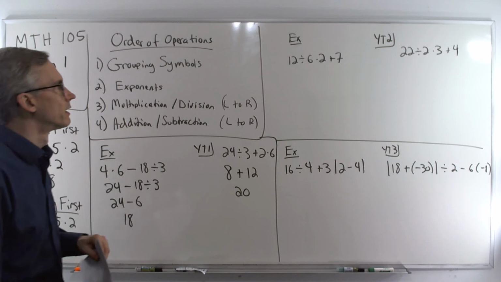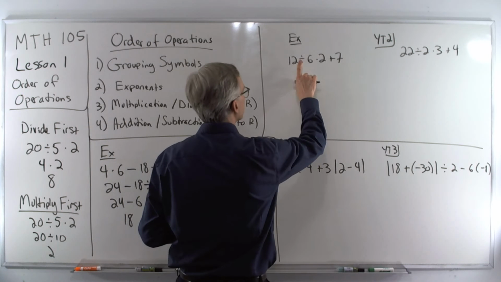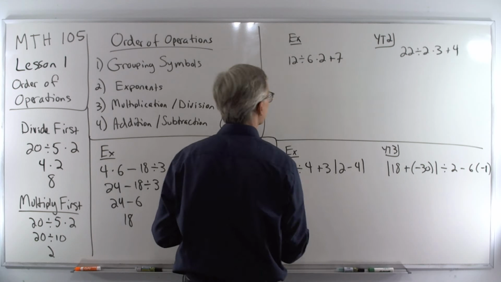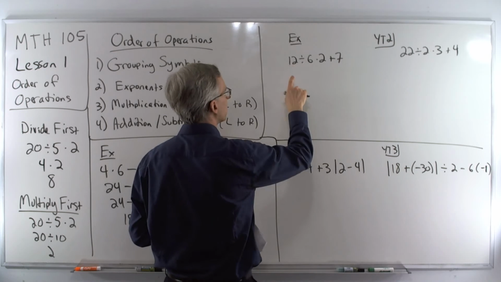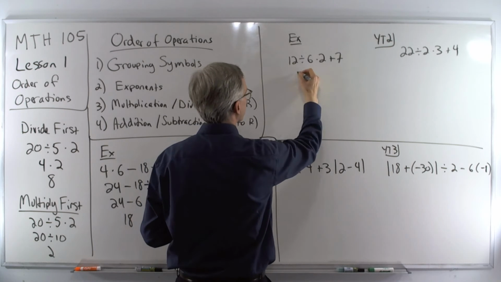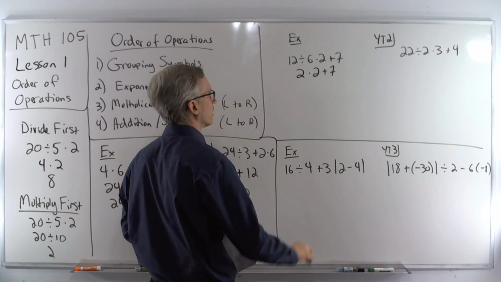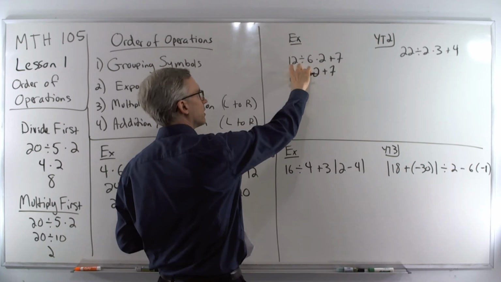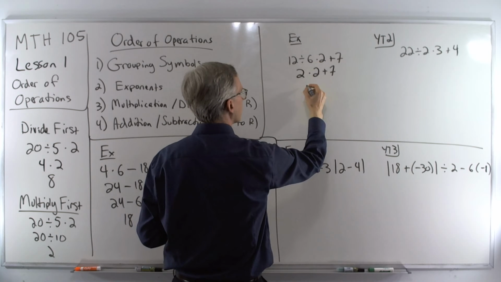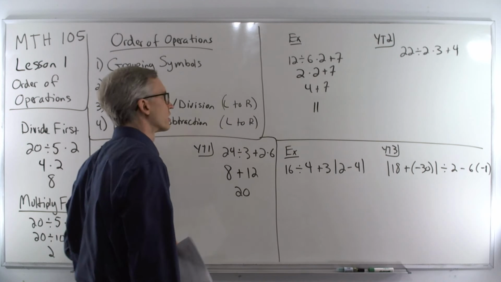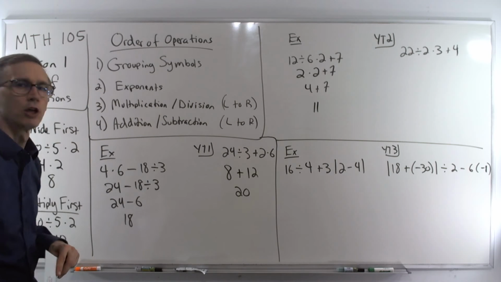Next example. Now here we've got the division and the multiplication all right next to each other. So we're going to have to do this in 2 separate steps. We'll do 12 divided by 6, that gives us 2. All right, left-hand operation first. Then do the multiplication. And finally, addition comes last, and we get 11. Your turn, number 2.